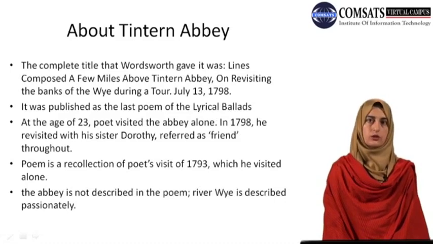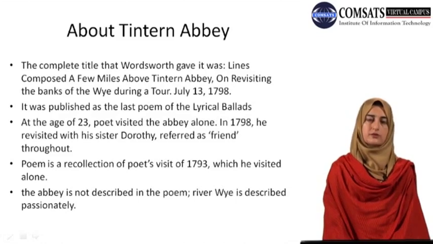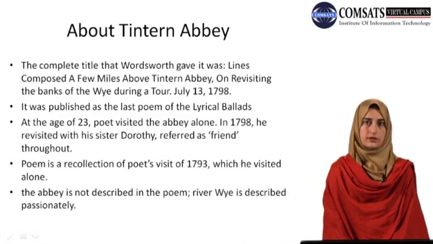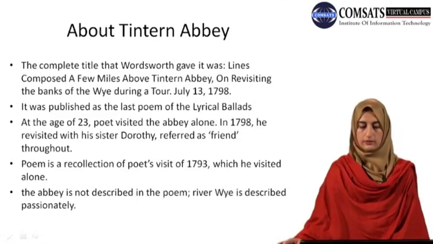He recollects all the previous moments of his first visit to Tintern Abbey, and he pens them down for us here, and he compares the feelings upon his first visit to the feelings upon his second visit, and he explores his relationship with nature. So the abbey itself is not described in the poem, but River Wye is described passionately. In fact, he calls it a spirit.